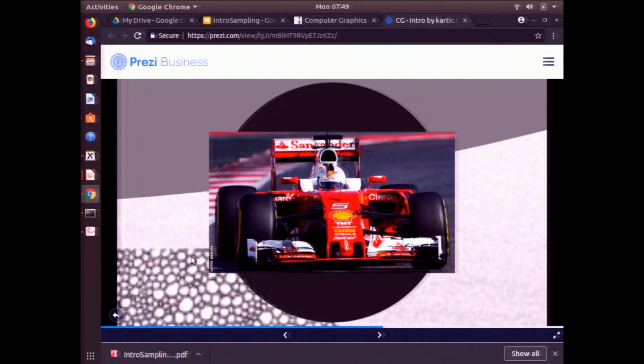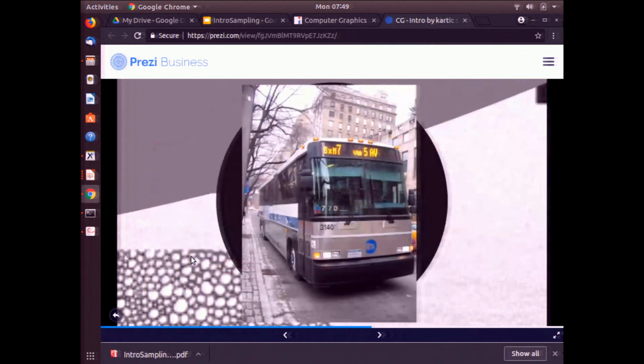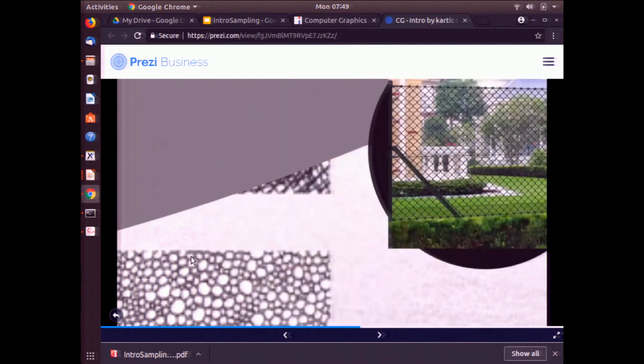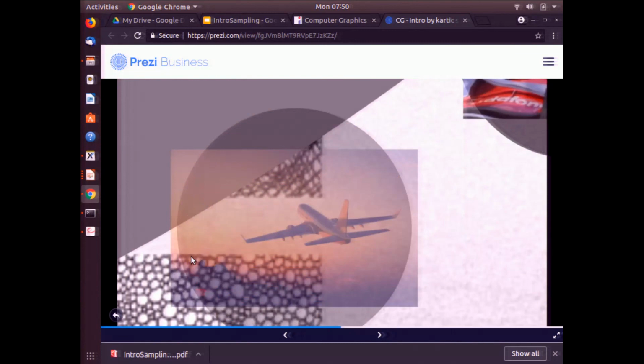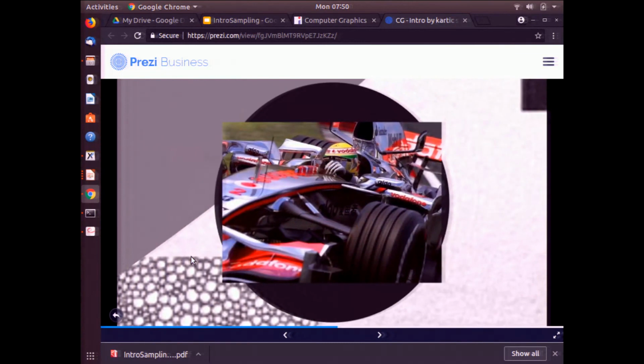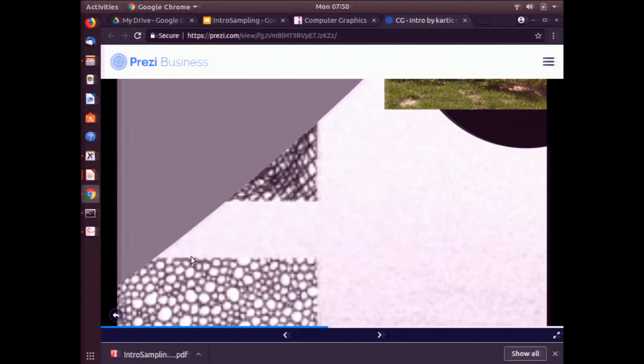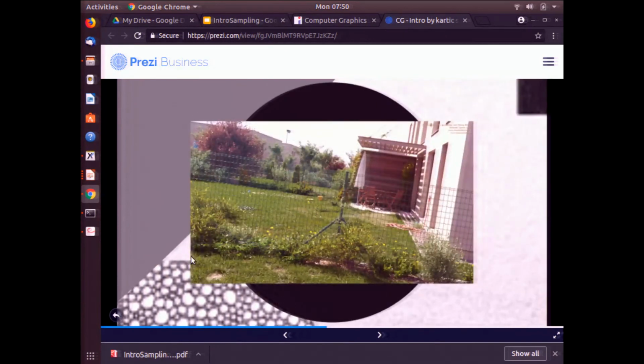Fake? Okay, that one's real. This one's fake. Okay, that's real. Yeah, that's real. This one's real. That one's fake. The previous car is fake. This one's fake.